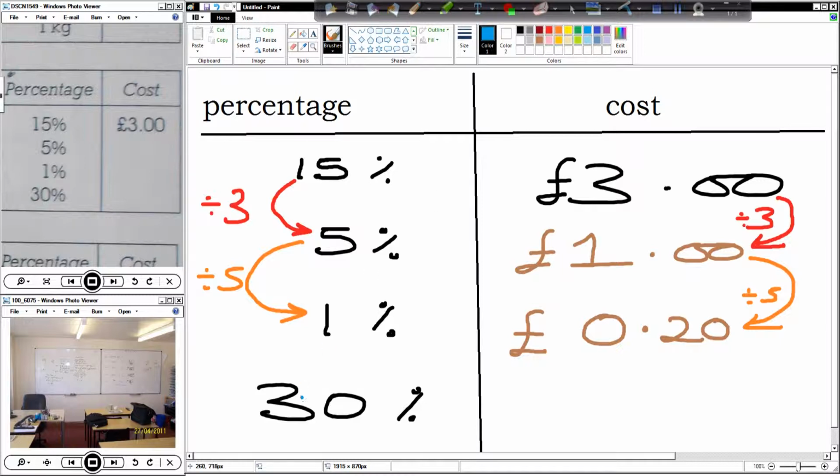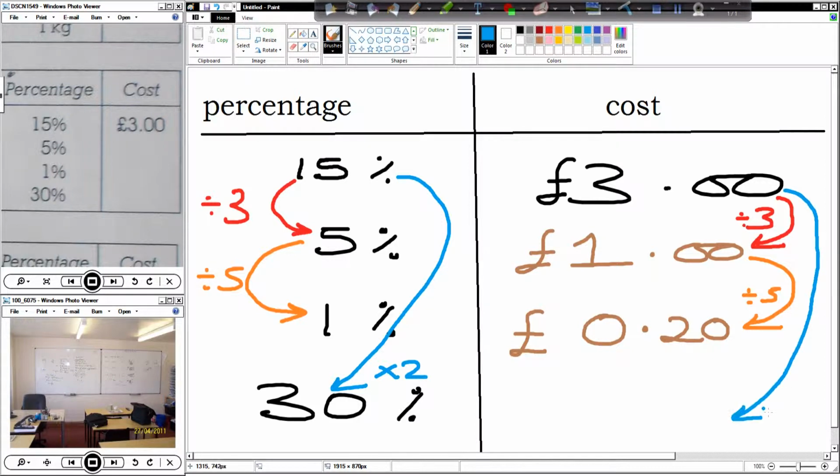Okay, Khadija, I want to get to 30 and I want the easiest way to get 30. Shall I times by 30, times by 6, or multiply by 2? Which is the easiest way? Multiply by 2. So I'm going to start on this side because it's easier for me. So I'm going to times by 2, from here to there. You've got to match it like for like. So the 15% value, 15% times by 2 is 30%. 15% was £3. £3 times by 2 will give us £6.